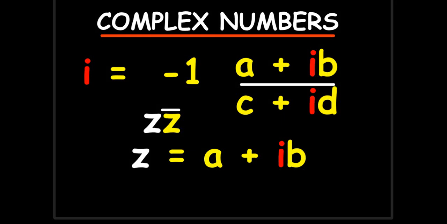In this video, we're going to look at complex numbers. There are some numbers that cannot be solved using real numbers alone. For example, x squared equal to negative 1. This cannot be solved using real numbers.